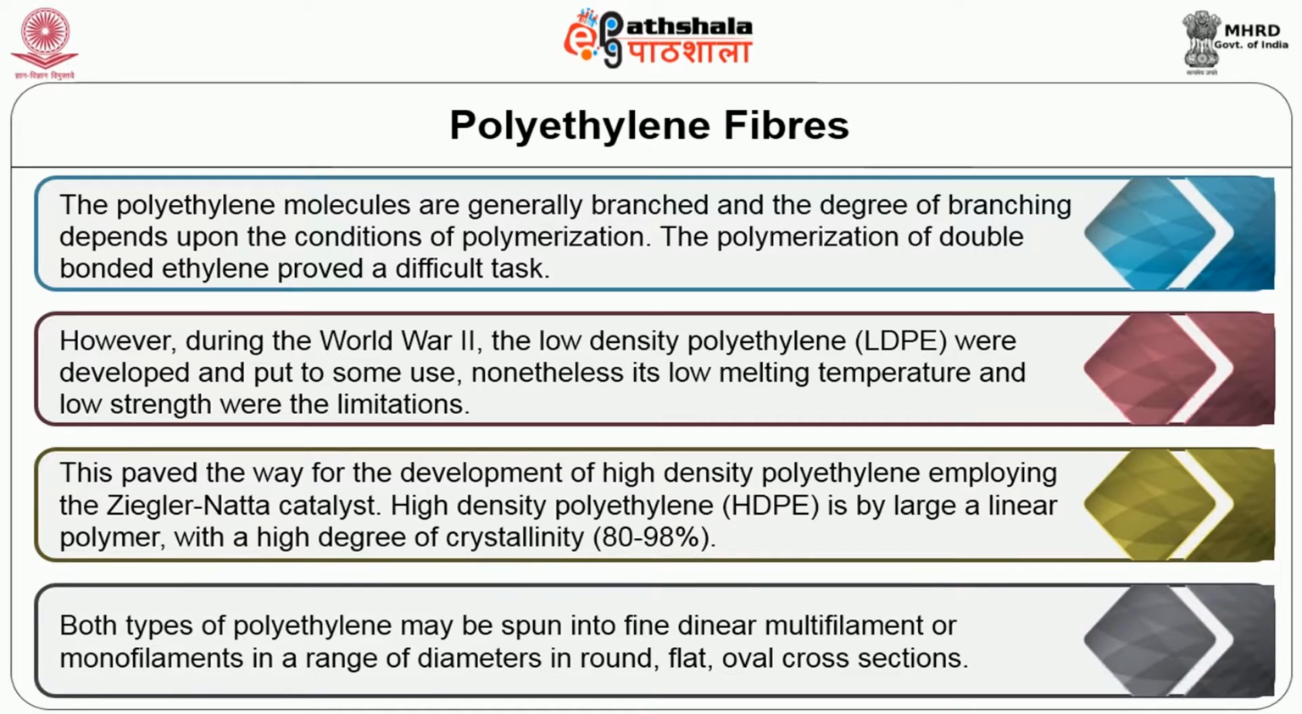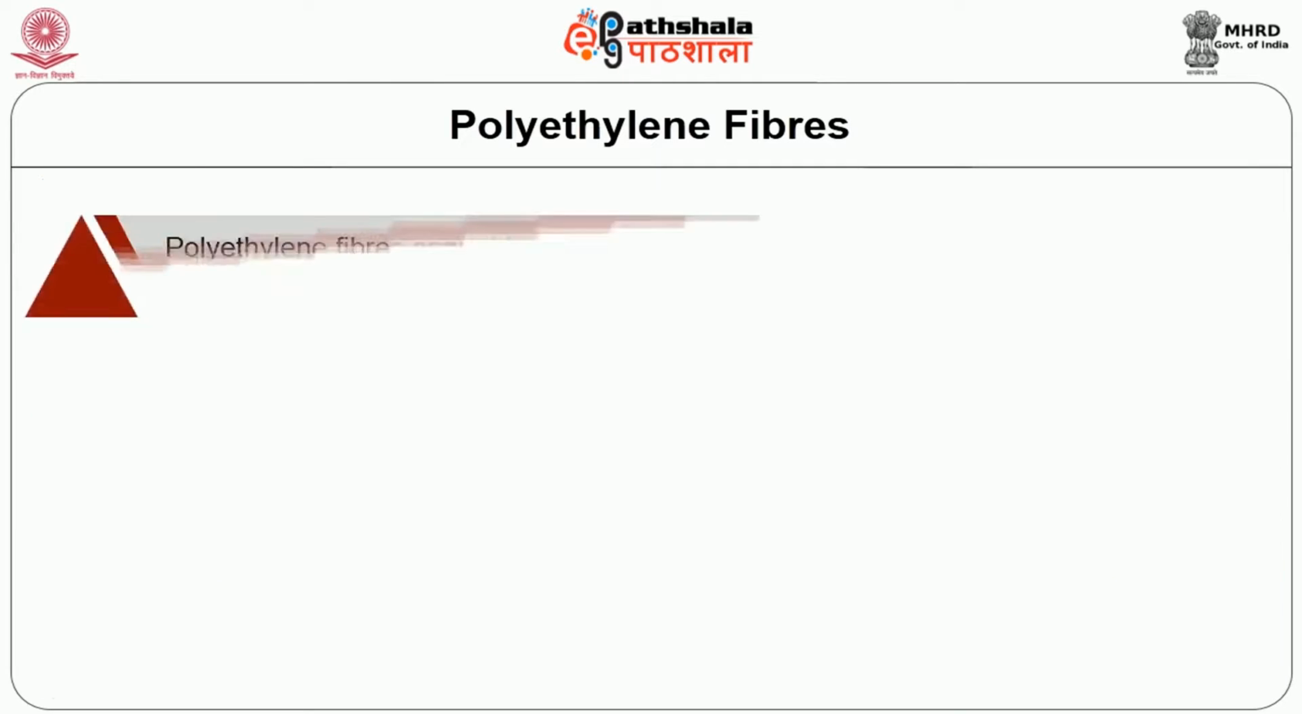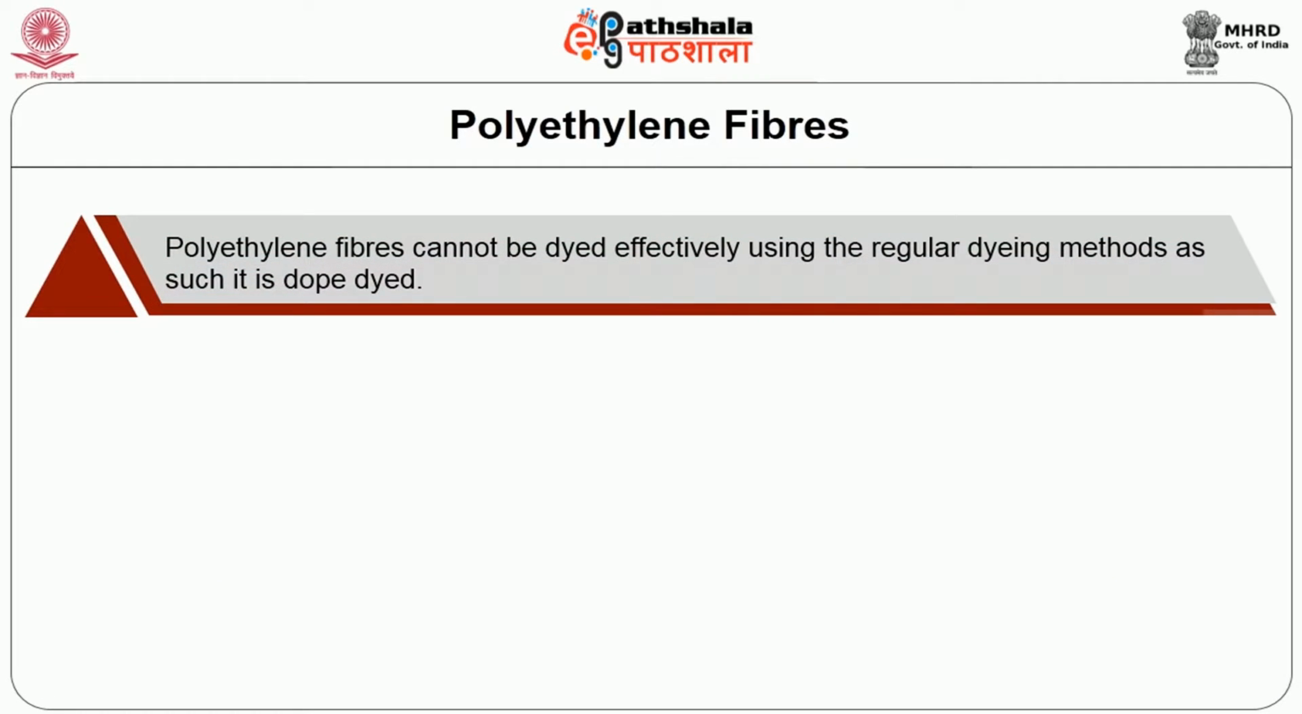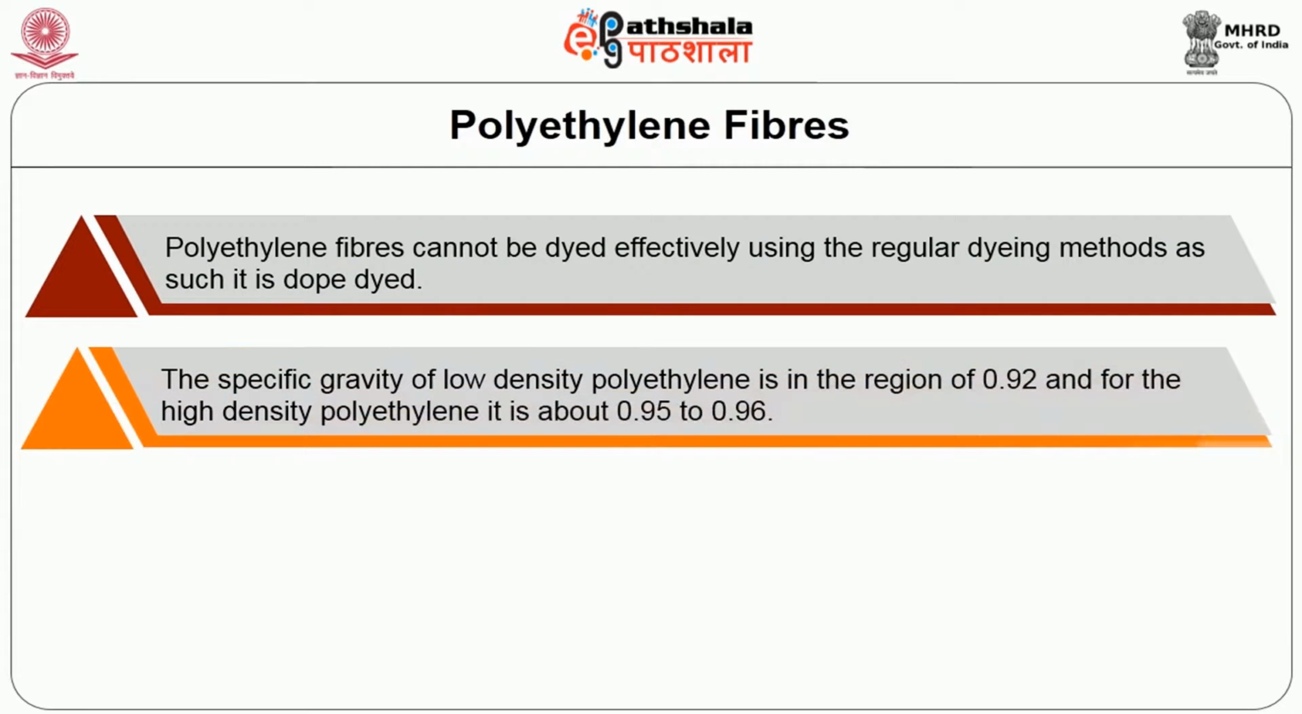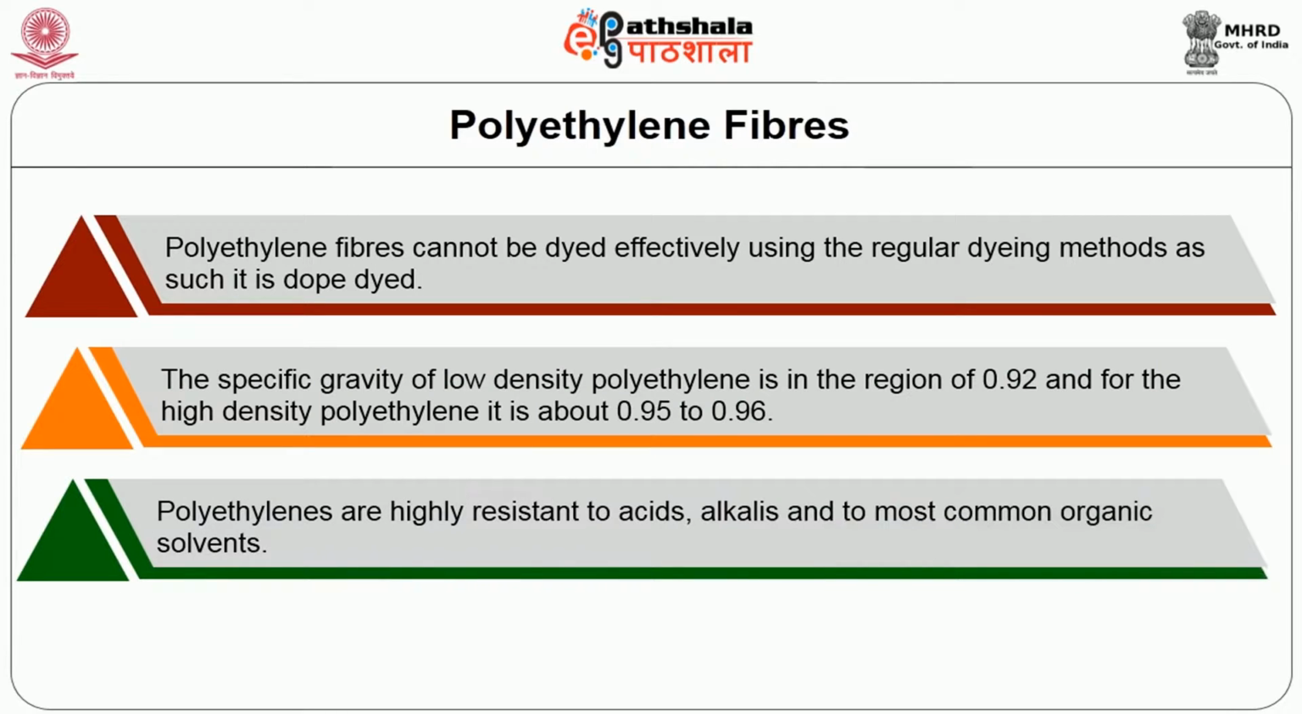Both types of polyethylene may be spun into fine denier, multifilament, monofilament, and a range of diameters in round, flat, or oval cross-sections. Polyethylene fibers cannot be dyed effectively using the regular dyeing techniques. As such, it is dope dyed. The specific gravity of low-density polyethylene is in the range of 0.92, and for high-density polyethylene, it is about 0.95 to 0.96. Polyethylenes are highly resistant to acids, alkalis, and most common organic solvents.